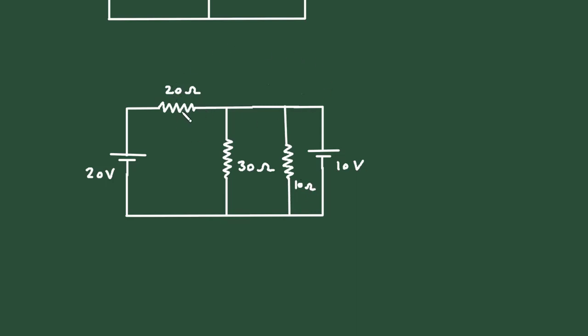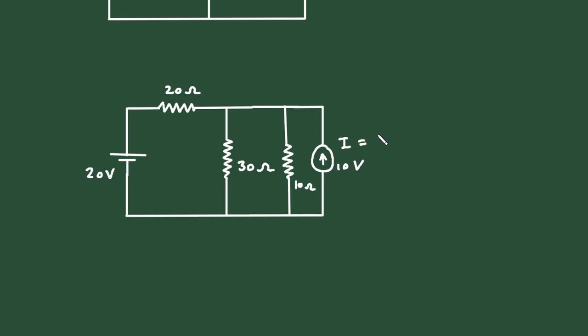And here we will change this later. First we will solve this. The polarity of this 10 volt is like this. The positive is on the upper side and negative on the lower side. So the direction of the current source will be upward, like this.